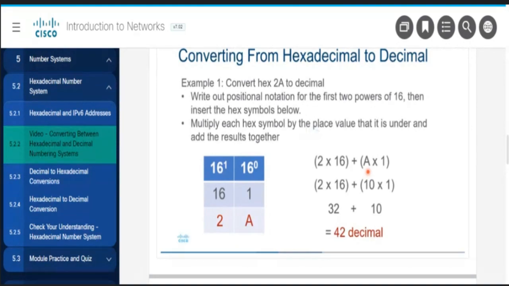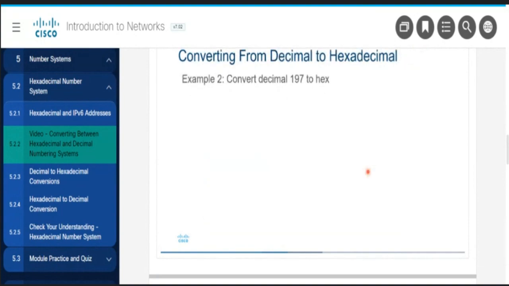Usually it's easier to convert the hexadecimal or decimal value to binary first, then convert the binary number to decimal or hexadecimal. Let's convert decimal 197 to hex. First, I'll begin by converting 197 to an 8-bit binary number.